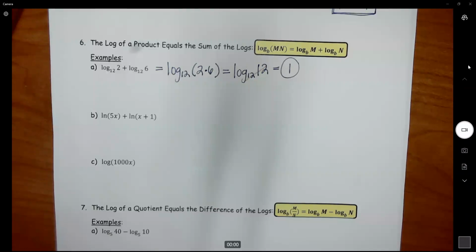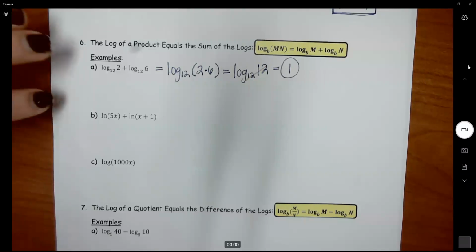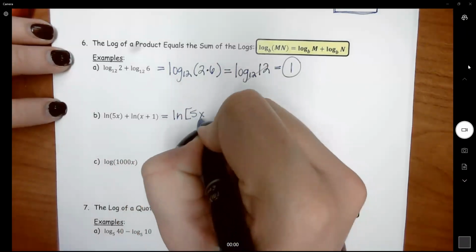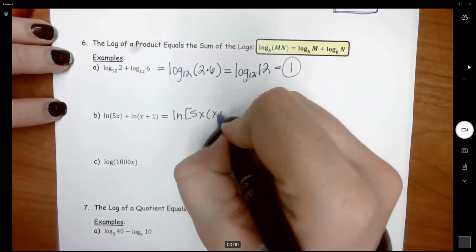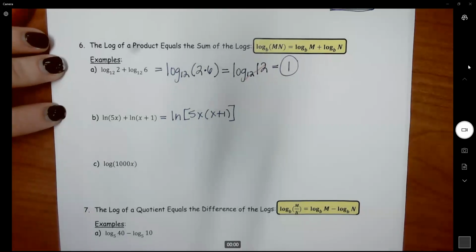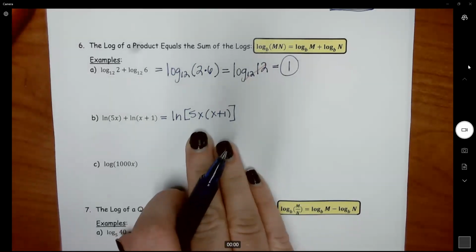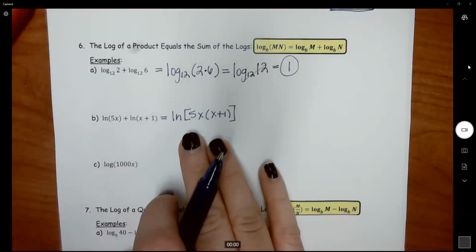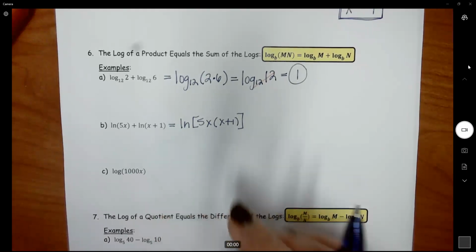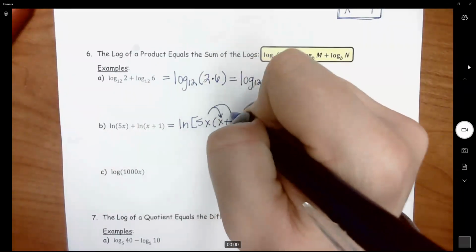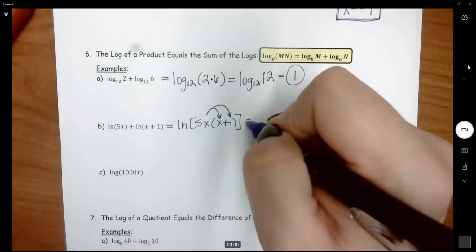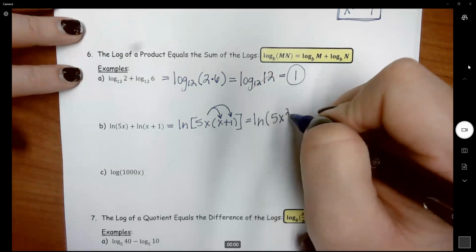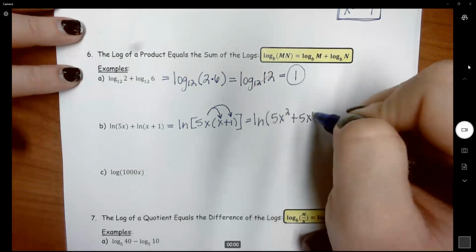Okay, on B, you have the same base again because they're both natural logs with the base of e. So we've got natural log of 5x times x plus 1. Now, while this is technically in my form, I can simplify this a little bit. I would say MyMathLab would take this answer, but we can go one step further. So let's go one step further by distributing that 5x. So this is the natural log of 5x squared plus 5x.